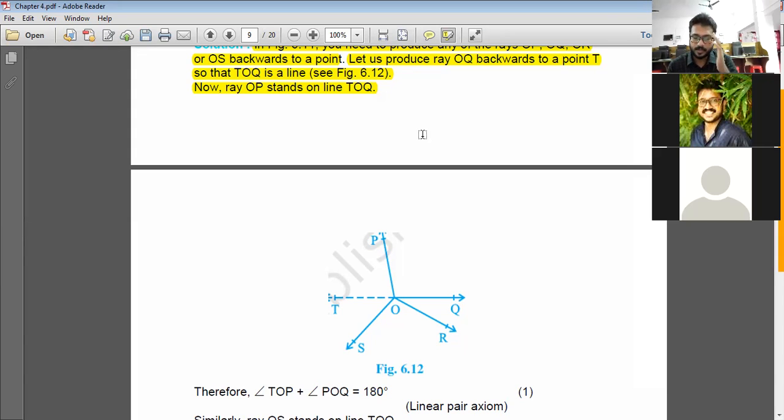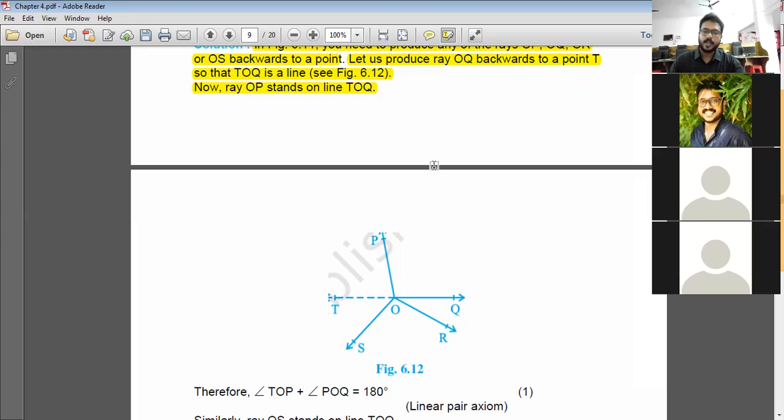So, what happens if you forget to extend this line? Then how will you solve this question? There comes the problem. In order to avoid that, what you should do is write this in your book many times.